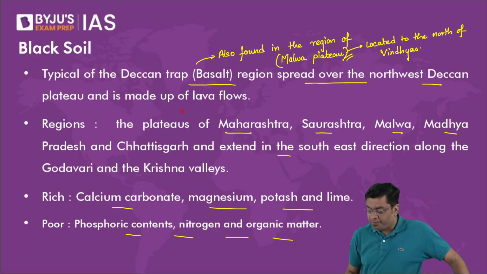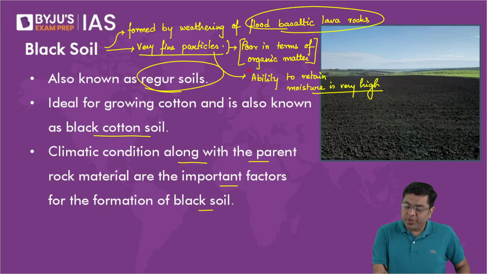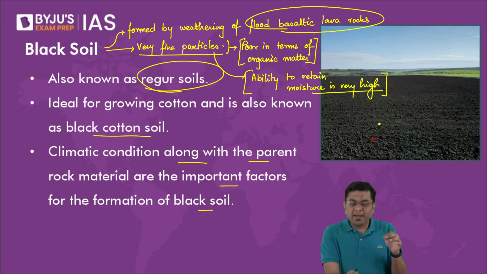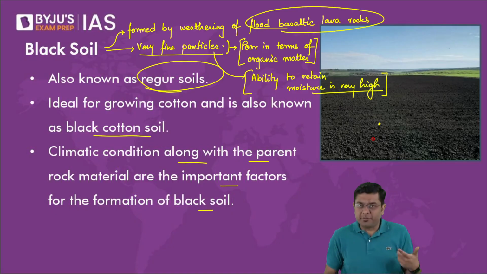Okay? Now, when we talk about the black soil, we have already talked about the fact that the ability to retain moisture is very, very high. That means if, let's suppose, you have the availability of a water droplet, immediately all those fine particles will start clogging around it, they will stick around it. So they will try to retain that moisture as much as possible.